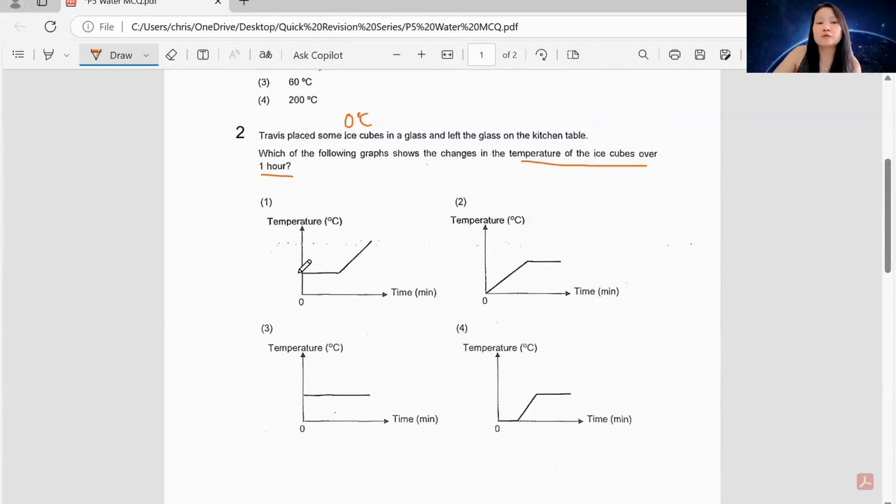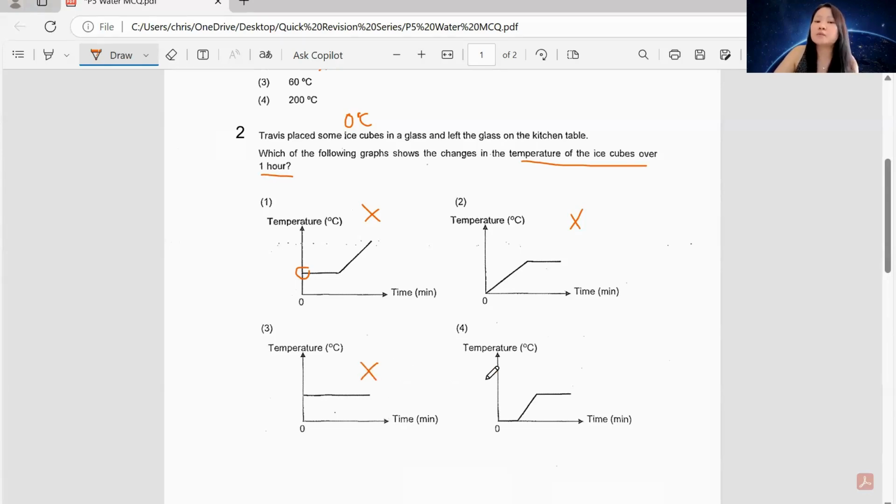For option number 1, would ice be starting off at this temperature? No. So you know that option 1 is out. Now, option number 2, it started at 0, but straight away the temperature increased. Do you think the ice behaved this way? No, because like I mentioned just now, ice takes time to melt. Number 3, what does this stagnant or constant line show? It means that at any point in time the temperature remains the same. But is this true for the temperature of ice? No, so this is out.